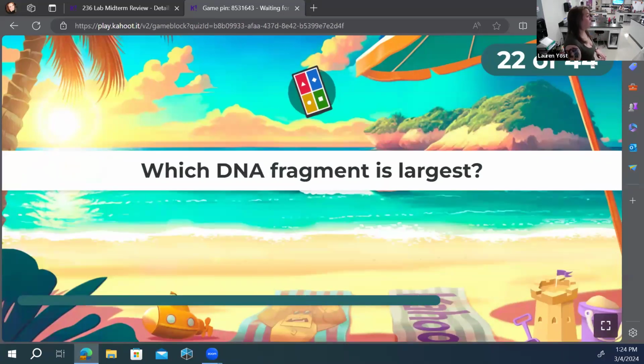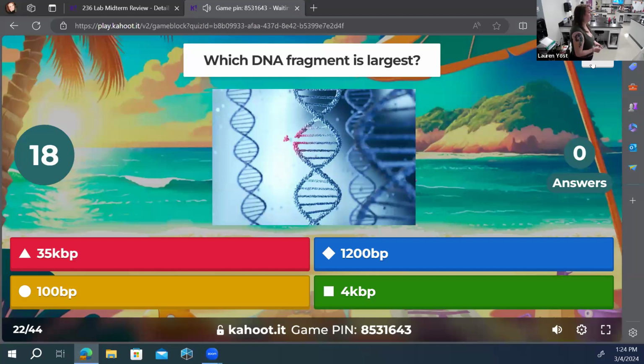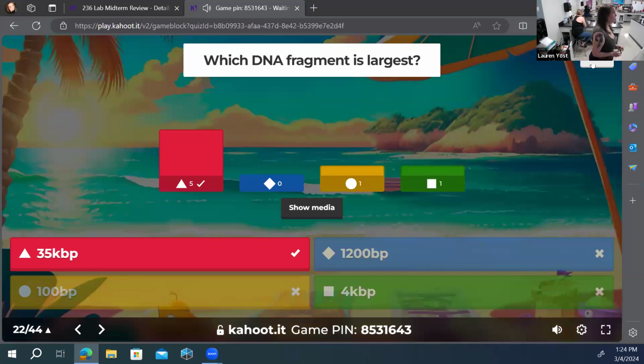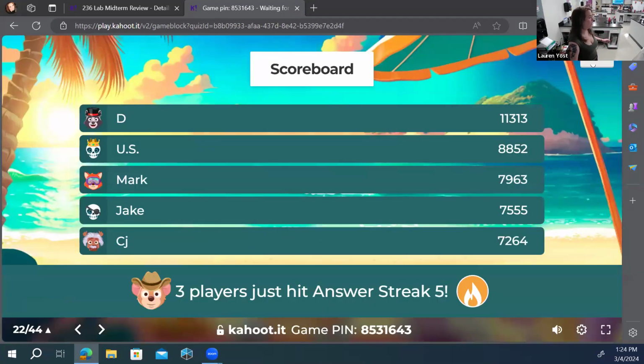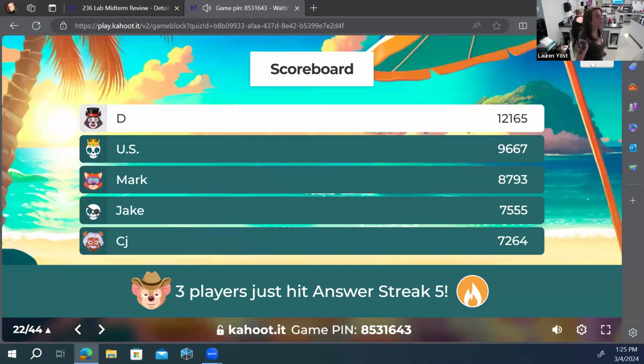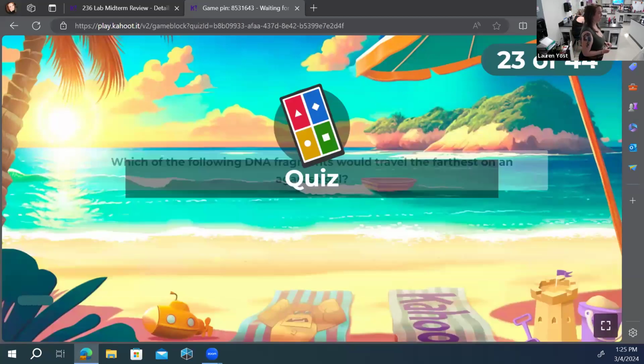Which DNA fragment is largest? This is a common question on the test. It won't be these exact numbers necessarily, but be able to recognize which one would be the largest of this group. All right, good job, guys. That is in fact going to be 35 kilobase pairs, kilo being 1,000. And I tell some people if they have problems remembering how to tell that, just write them out fully if you need to, and then compare them. It's okay to do it.